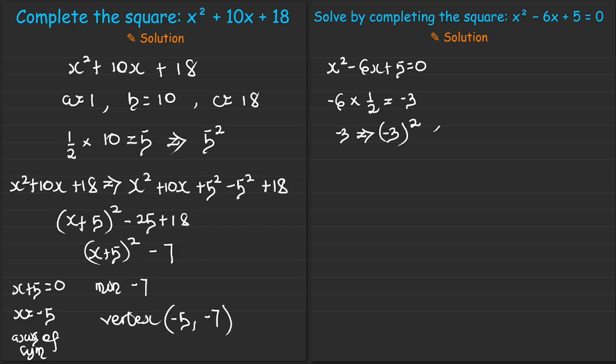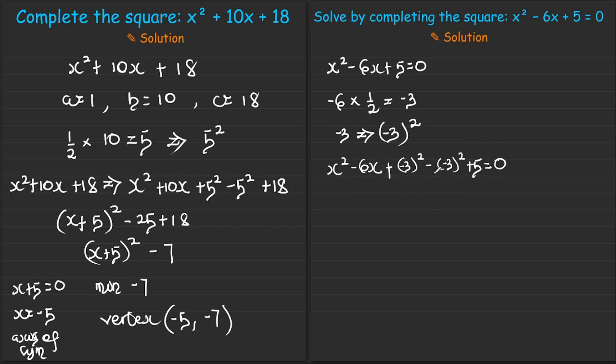So we square the -3 and then add and subtract it after the second term. So that simply means we have x squared minus 6x. Then we are adding -3 all squared, and we are subtracting -3 all squared, and then plus the 5. So plus 5, and it's equal to 0.